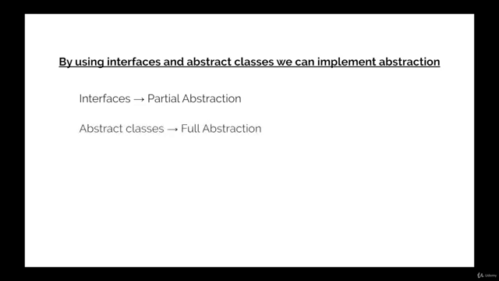You can implement abstraction in Java using interfaces and abstract classes. Interfaces help you with the partial implementation or the partial abstraction, and abstract classes basically offer you full abstraction. So this is about abstraction in Java, guys.